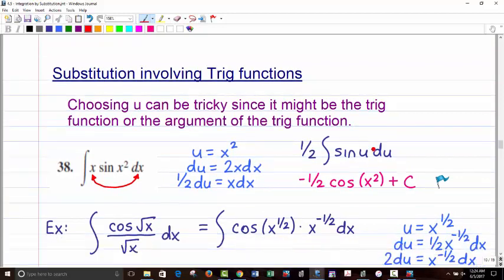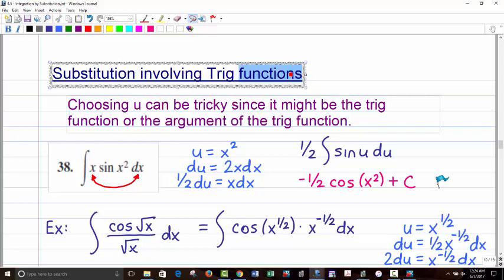All righty, substitution involving trig. Okay, this could be good. Trig is always fun. Well, you might not agree, that's fine. I find trig fun. Like I said, u can be tricky because sometimes the u might be the trig function or the argument of the trig function. It all depends on what the rest of the integral contains.